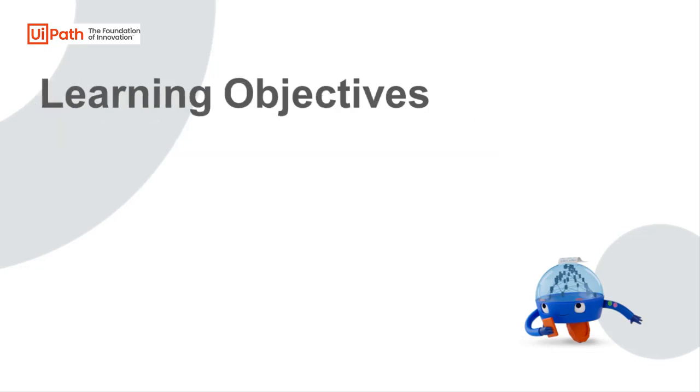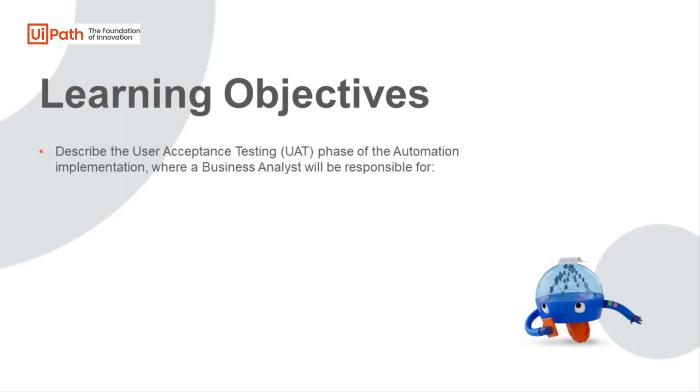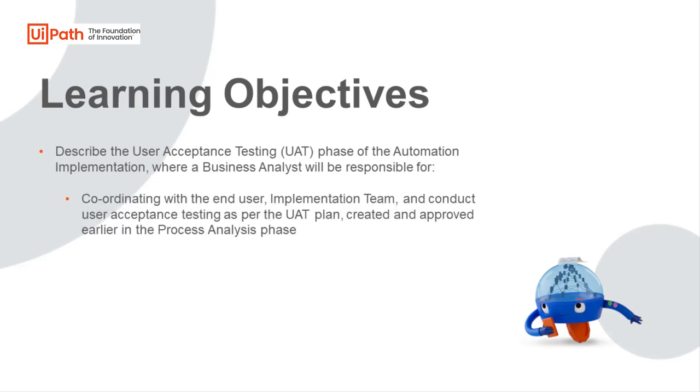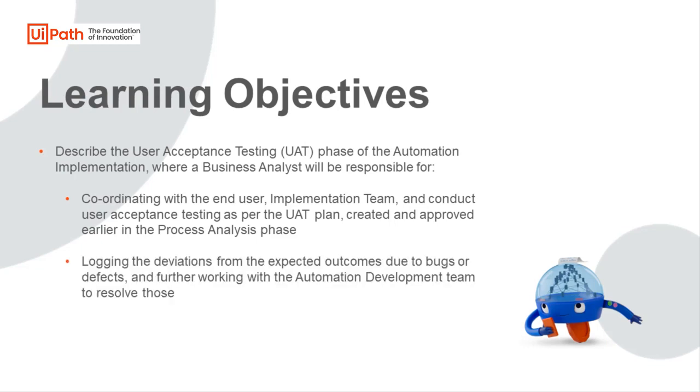In this learning bite, we'll be focusing on the user acceptance testing or UAT phase of the automation implementation, where as a business analyst, you will be responsible for coordinating with the end user, implementation team, and conduct user acceptance testing as per the UAT plan created and approved earlier in the process analysis phase. Logging the deviations from the expected outcomes due to bugs or defects, and further working with the automation development team to resolve those.